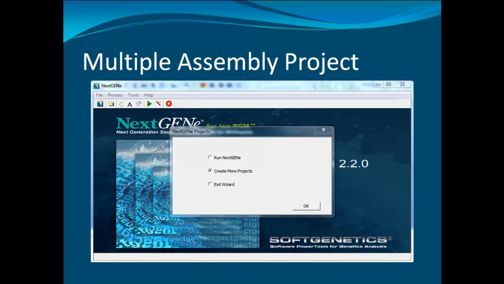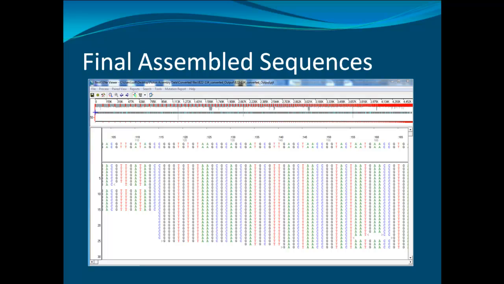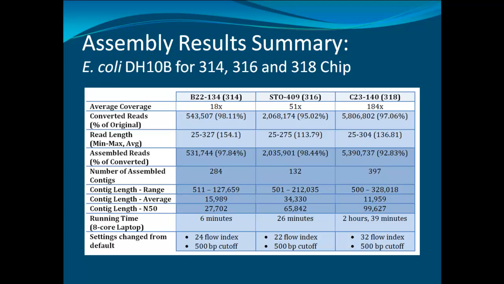coli DH10B dataset. The projects will run one right after another, and all output files will be saved in the designated folder. The final assembly is saved within the Assembled Sequences.fasta format in the output folder. This file contains all the assembled contigs from the project. If you have selected View Assembly Results in NextGENe Viewer, the viewer will automatically open up with the assembled results for reviewing purposes only. This table outlines the summary assembly results for the E. coli DH10B using a Floton assembler from NextGENe software.